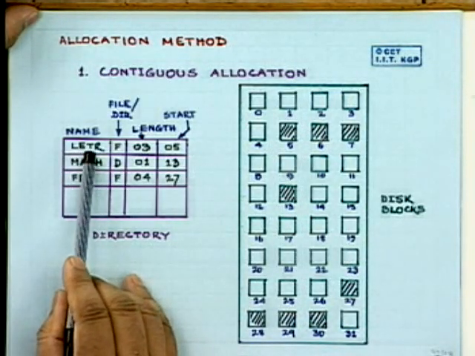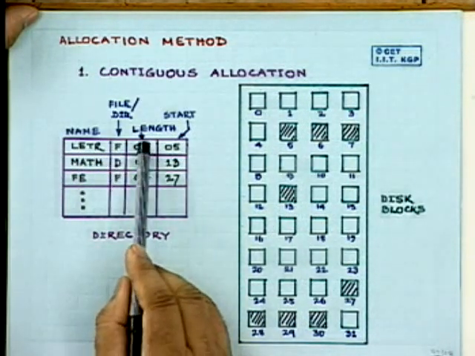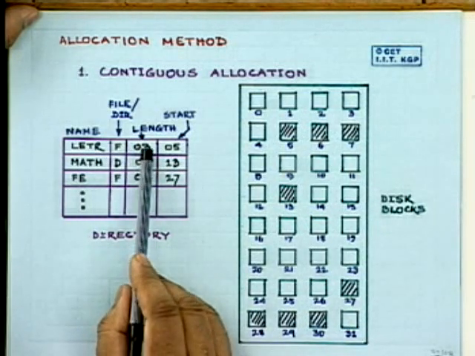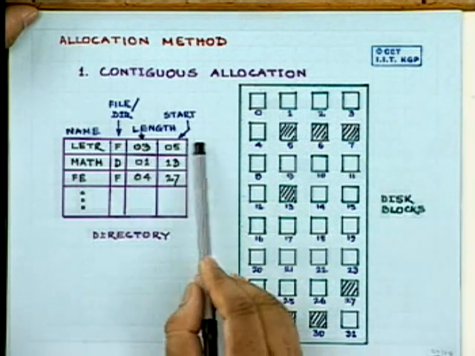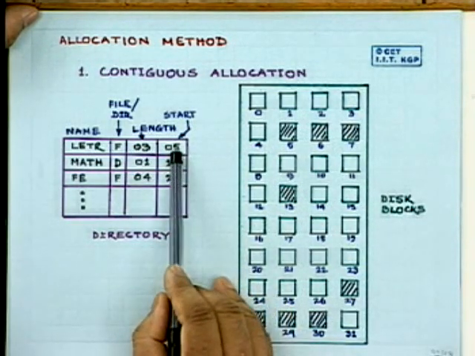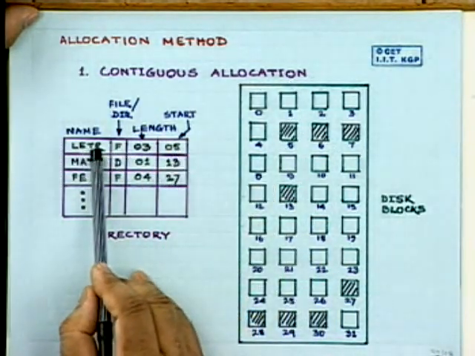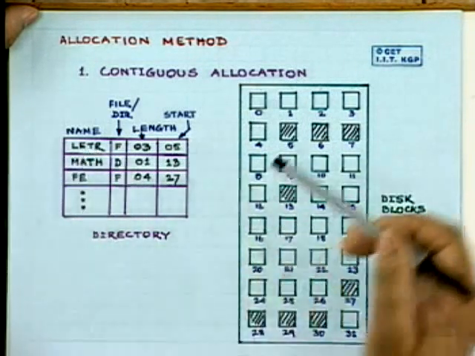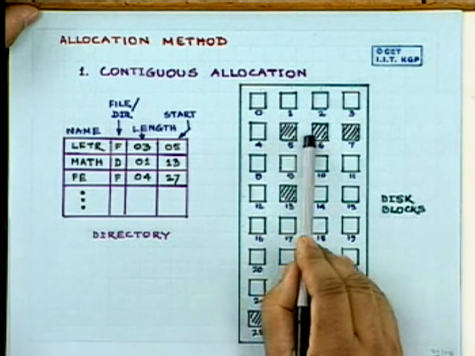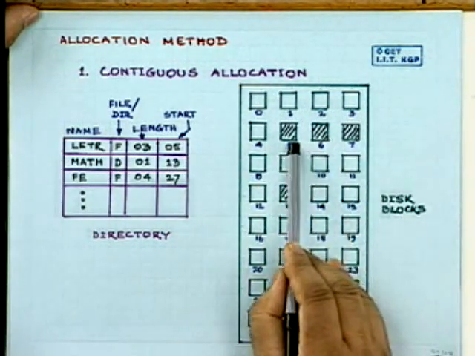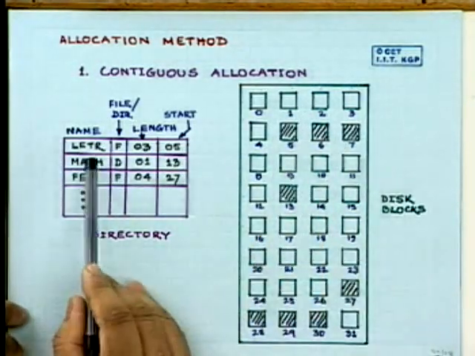One is a letter, which is a file. This particular attribute says it's a file. Its length is 03, which means that its length is 3 physical blocks. And the start address is 05, and we are talking here about contiguous allocation. That means this particular file starts at the 5th block and has contiguously allocated 3 physical blocks, 5, 6, and 7. And this is our letter.